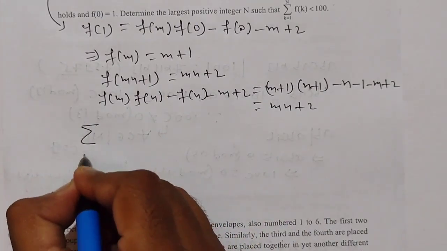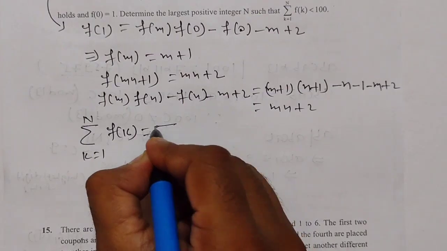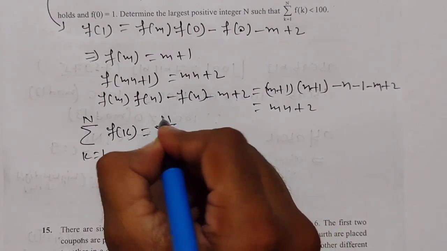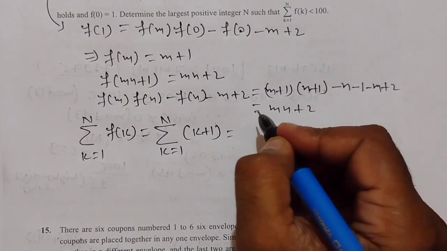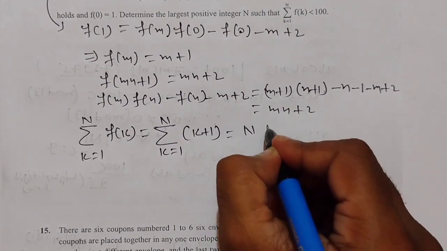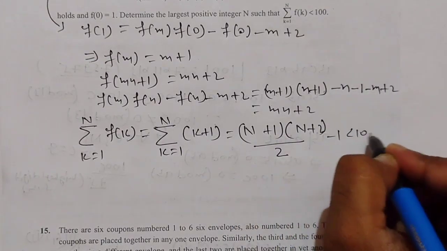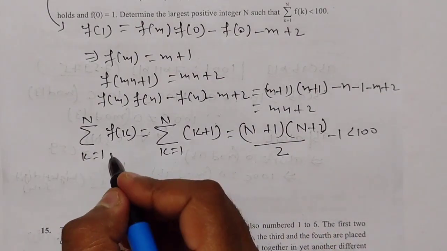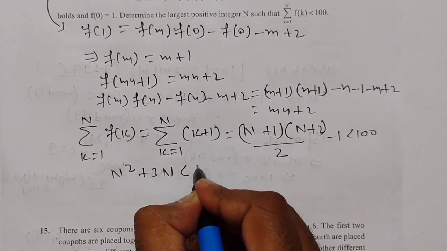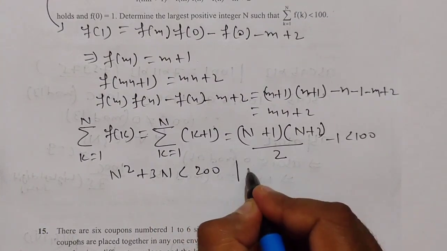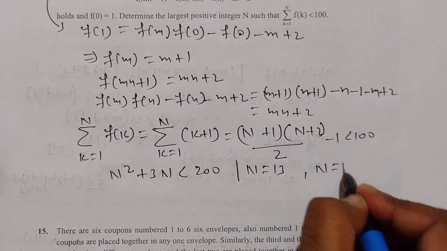Now summation of k equals 1 up to n, function of k is equal to summation of k equals 1 up to n of k plus 1, which is equal to n plus 1 into n plus 2 divided by 2 minus 1 less than 100, and here we can write the value n squared plus 3n is less than 200, and this is for n is equal to 13 and n is equal to 12.